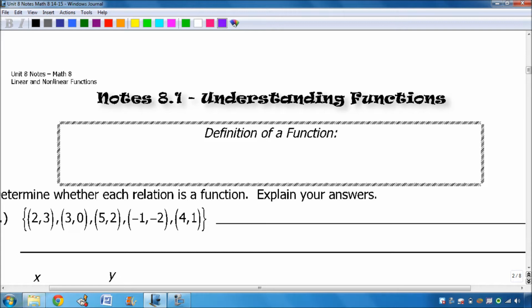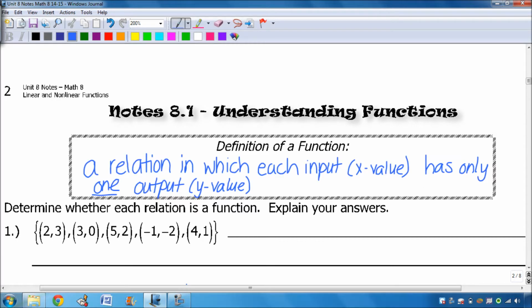All right, so in order to know what a function is, we have to define what a function is. So I'm about to show you the definition. Please make sure you get it all written down before we move on. All right, so the definition of a function is a relation in which each input or x value, so our inputs are always going to be our x values, has only one output or y value, okay?